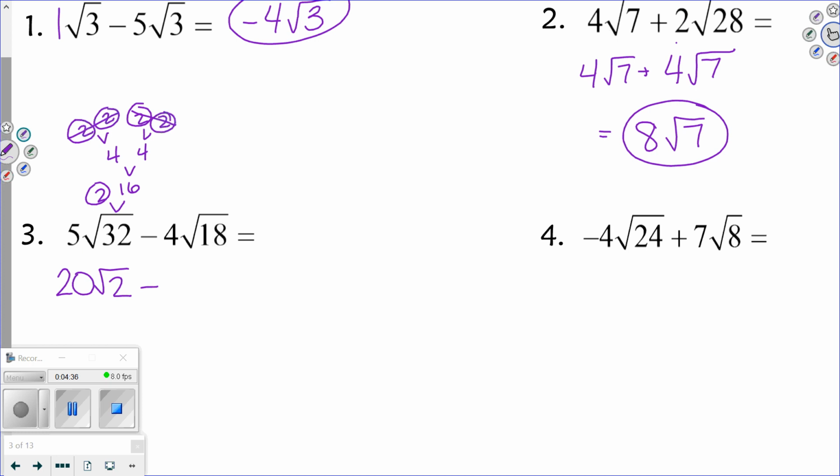All right. Minus, now I got to figure out this one, 18, it's 2 and 9, 3 and 3. So I got a pair of 3s, times the 4 in front, gives me 12, and I have a leftover 2. Now are they like terms? Yeah. Okay. So I have 20 radical 2 minus 12 radical 2 gives me 8 radical 2.